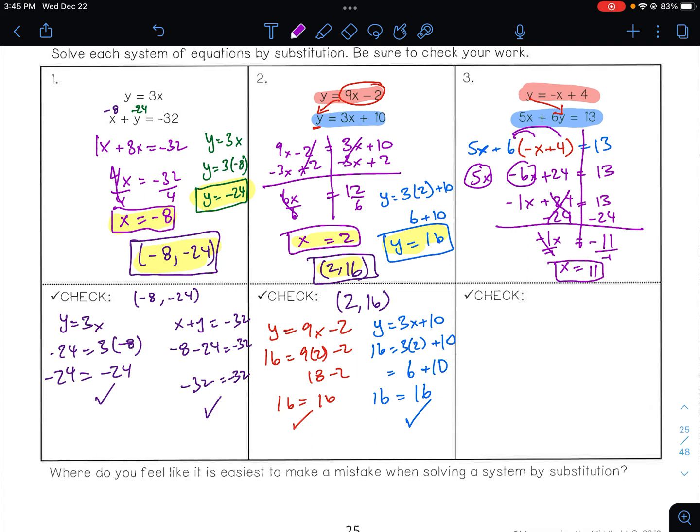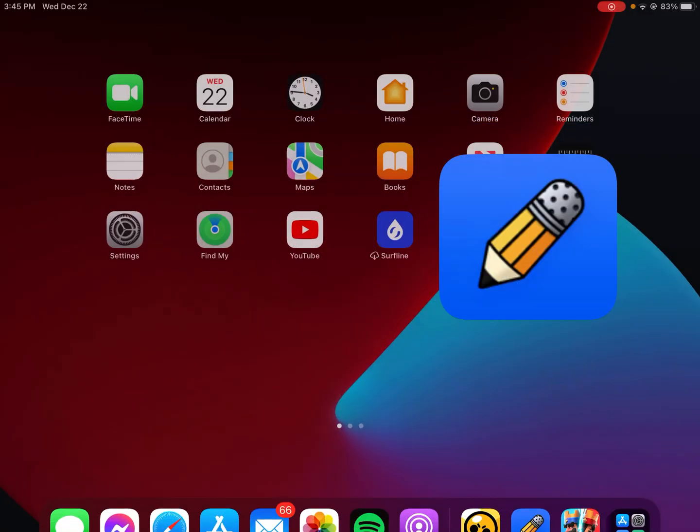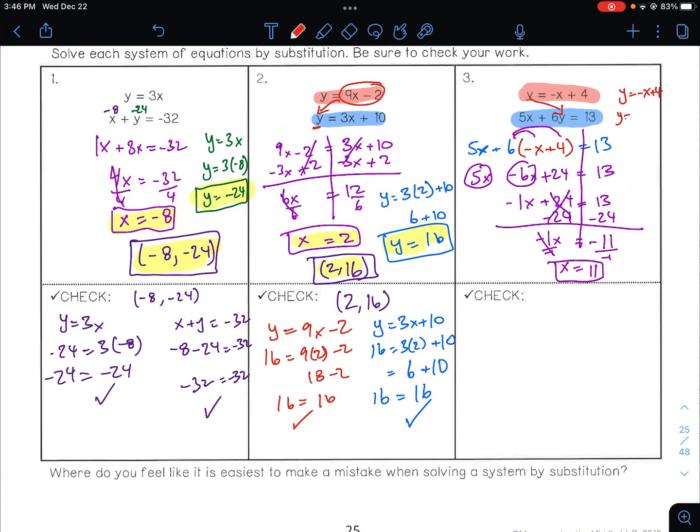All right, so now that we know x equals 11, we are going to substitute that back into one of the equations. Which one should I do? I'm going to do the top one, since that seems easier. Y equals negative x plus 4, and I am replacing x: negative 11 plus 4. What is negative 11 plus 4? It is negative 7, I believe.